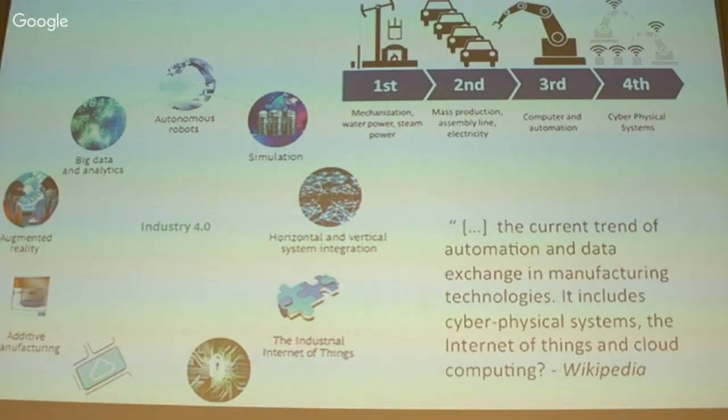So basically, we're going from after the introduction of computer and automation into the factories. The factories themselves are becoming now cyber physical systems. So Carlo mentioned machine-to-machine communication and self-regulating factories.